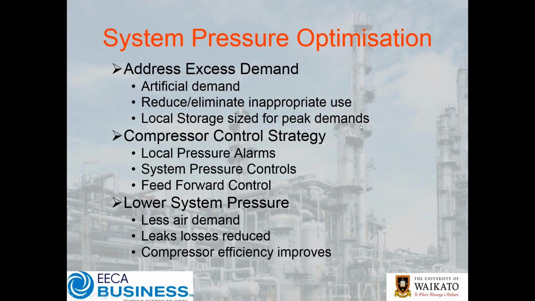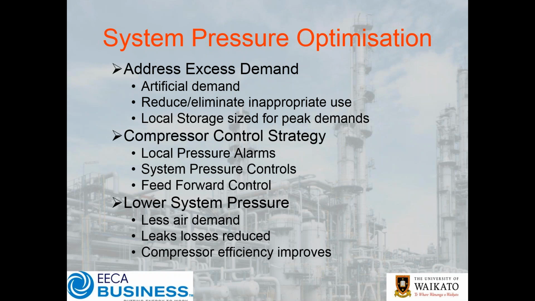So as you address these sort of peak demands, you'll find that your need to have excess system pressure to cope for when your demand kicks in, because when that demand spikes, it immediately is manifest in a reduction in your line pressure. Now, as you eliminate that excess demand, you're getting rid of your artificial demand, you eliminate your inappropriate use, you get good local storage size for your peak demands. As you do that, you can then look at your compressor control strategy.